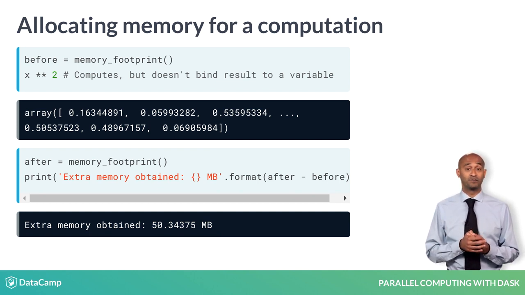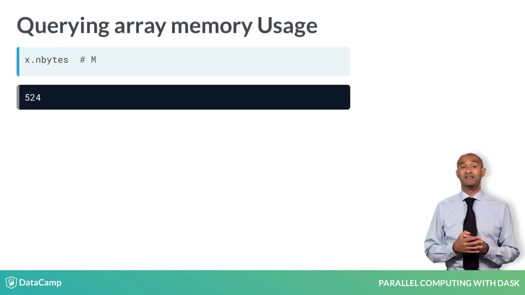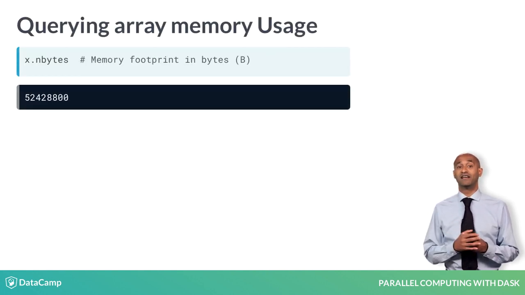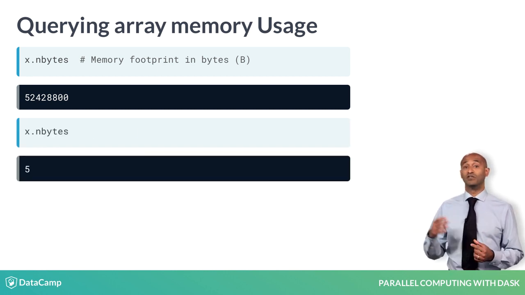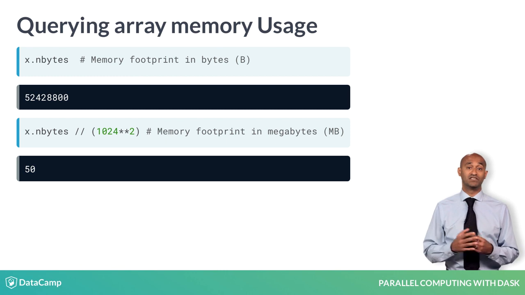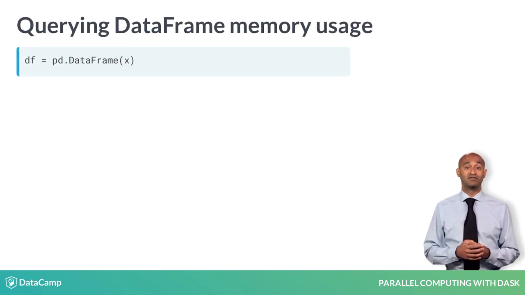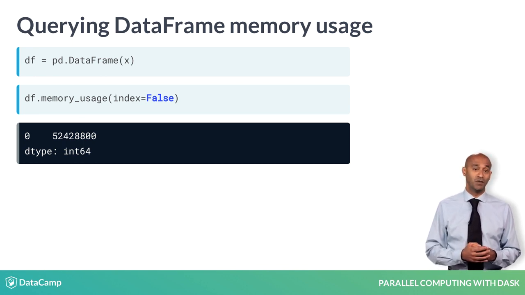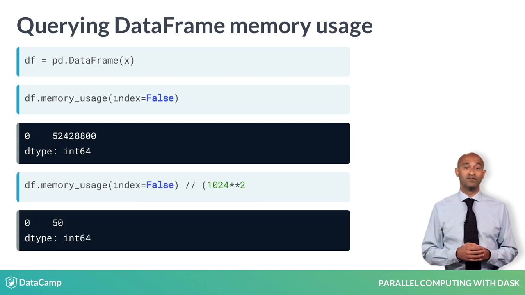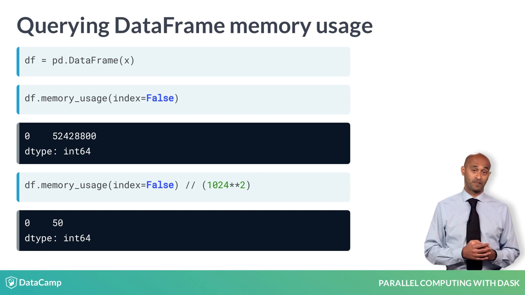bound to an identifier. We can use the NumPy array's nbytes attribute to find out its actual memory requirements. The result is given in bytes, so dividing by 1024 squared gives the size in megabytes, a more readable number. We can also create a pandas DataFrame df that is based on X. The DataFrame has an attribute memory_usage that returns an integer series that summarizes its memory footprint in bytes. As before, we can divide by 1024 squared to get the memory footprint in megabytes.